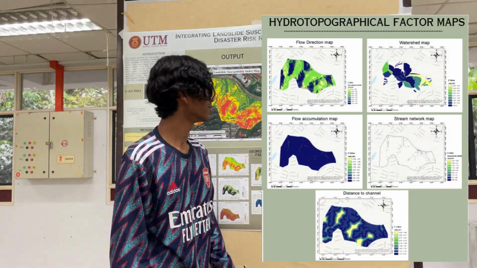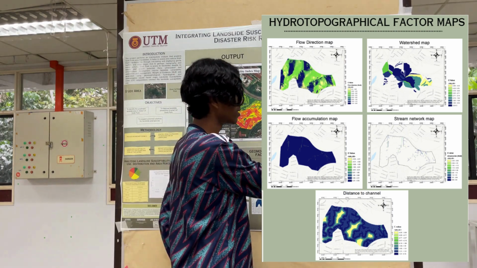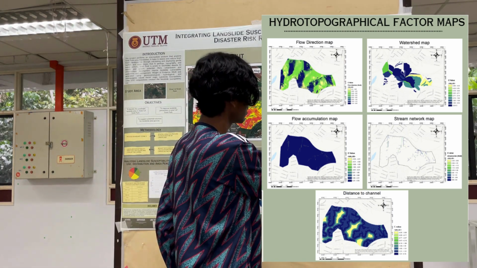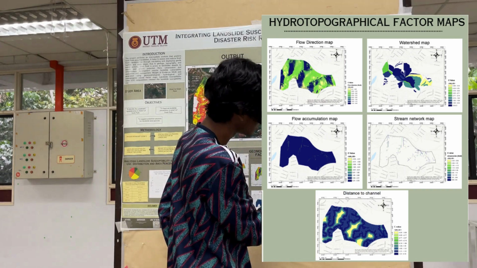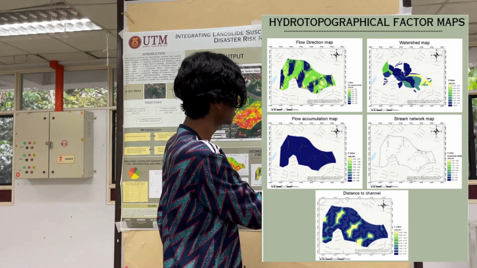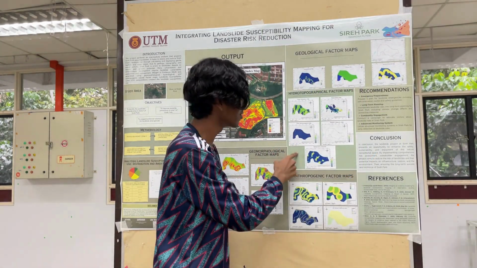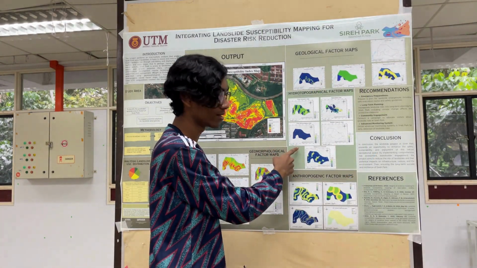Okay, next I'm going to explain about hydrotopographical factor maps. It consists of flow direction map, watershed map, flow accumulation map, stream network map, and distance to channel. Basically, this map is about water direction, how it flows and accumulates.